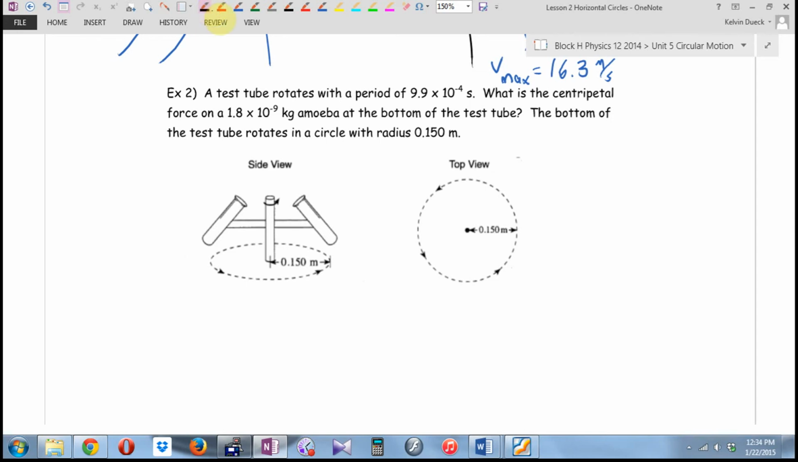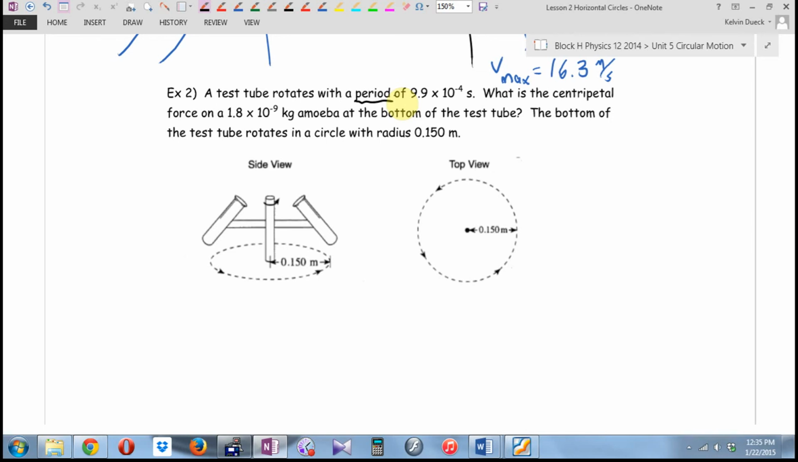Example 2. A test tube rotates with a period of 9.9 times 10 to the negative 4 seconds. What is the centripetal force on an amoeba at the bottom of the test tube? We call these things centrifuges. By the way, centrifuge comes from the mythical centrifugal force, which is not a force at all. They really should be called centripetal something, I don't know. Anyways, no big deal. What's this question asking you to find?